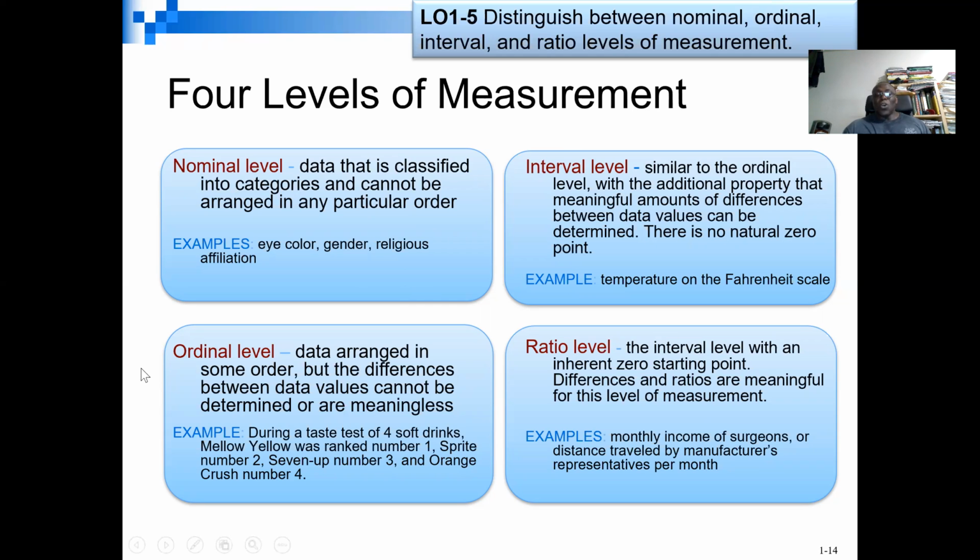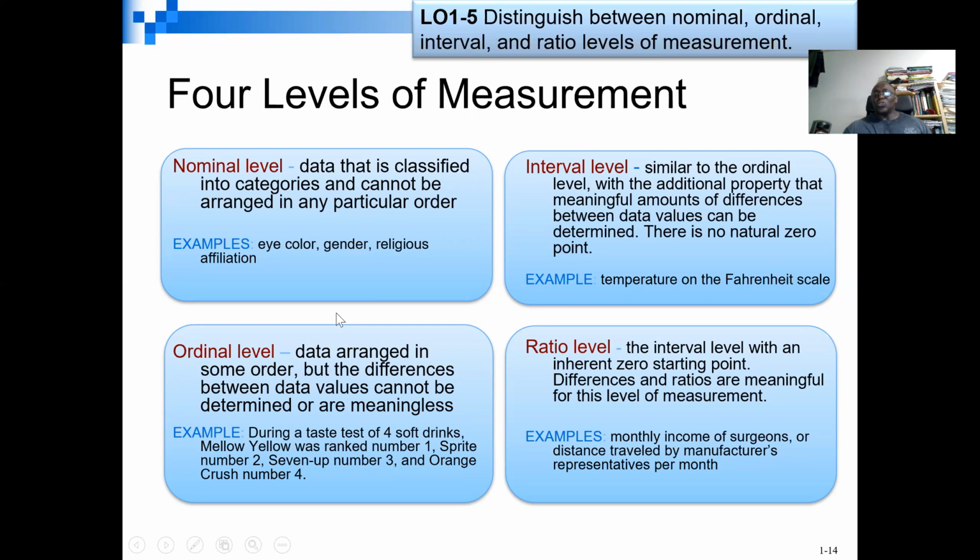Then from there we have the ordinal level. Ordinal level means something is in order. Actually, that's why it's called ordinal level. The data will be in order. So for example, in grading, we have first, second, A, B, C, D. In sports, let's say running, we have first place, second place. These are in order.